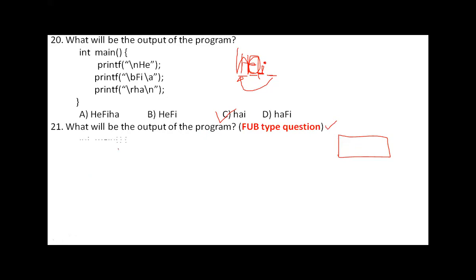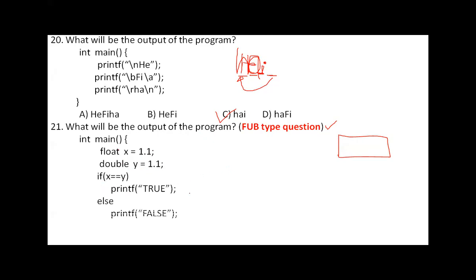Let us look at this. In main, x is equal to 1.1, float type, and double y is equal to 1.1. Then I am comparing: if x is equal to y, printf true, otherwise printf false. So what will be printed here? What output are you expecting, and you should type the same thing in the text box. Be very careful about these questions, whether they are MCQs or fill in the blanks type.